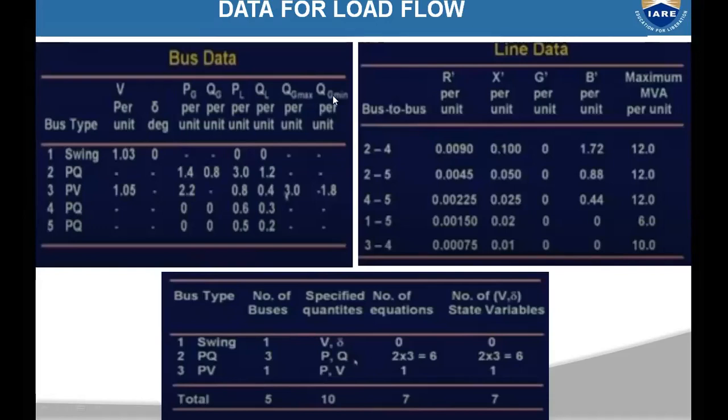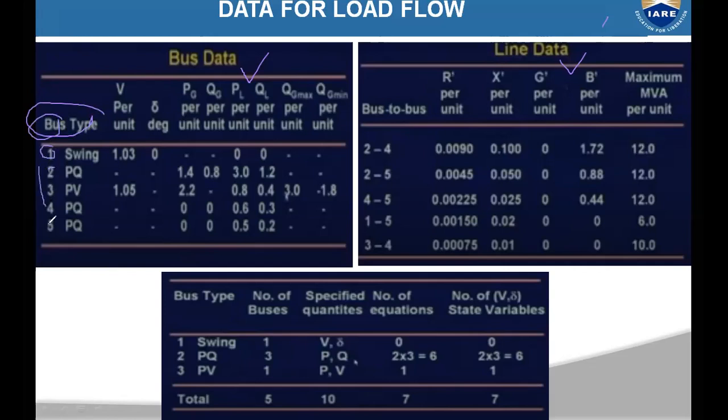The same thing I said before. What is the data required for load flow? Mainly, you should know the bus data as well as the line data. As I said, buses are of three types. How many buses are connected? Suppose you take one problem: a 5-bus system, buses 1, 2, 3, 4, 5. You have 5 buses.